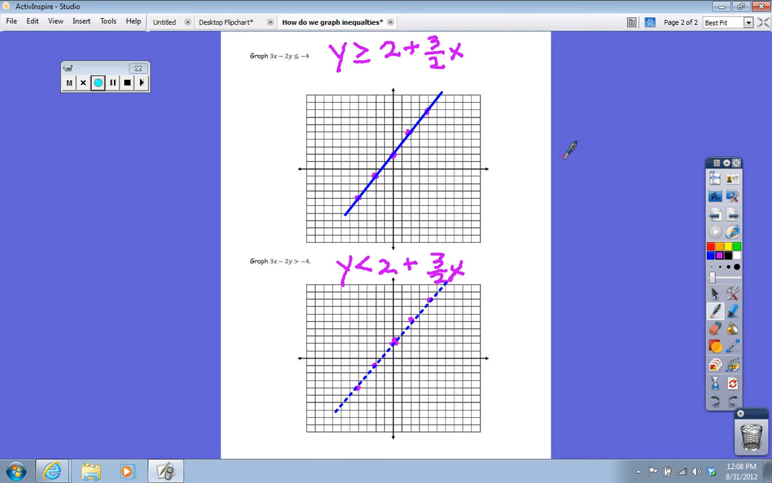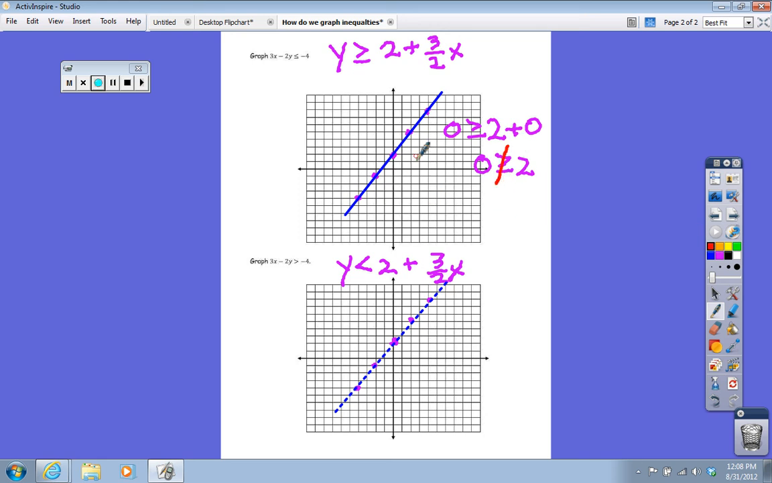Okay, so we want to use that test value again of 0, 0, and we can use that origin because it does not lie on the line. You know, if your line did go through the origin, you'd have to use a different test value, something above or below the line. But we can use 0, 0 again. So 0 greater than or equal to 2. And of course, if we put a 0 in for x, we just end up with 0 times 3/2 or 0. And we end up with the inequality 0 is greater than or equal to 2. But is that true? No, that is not true.